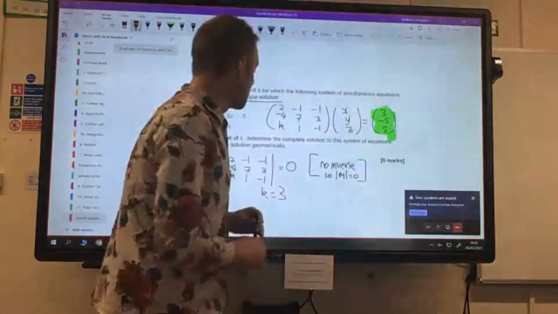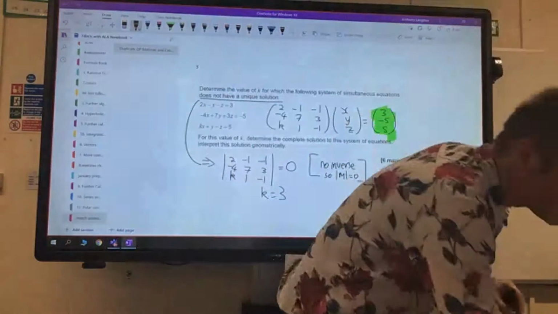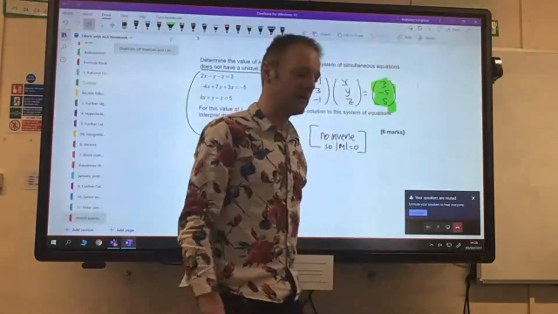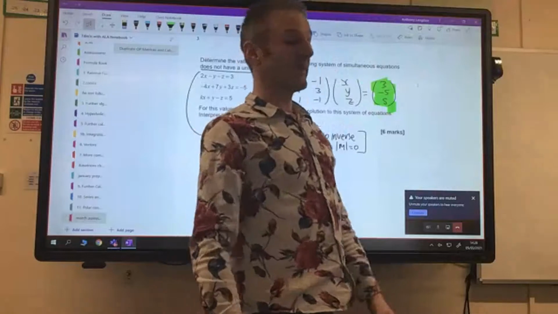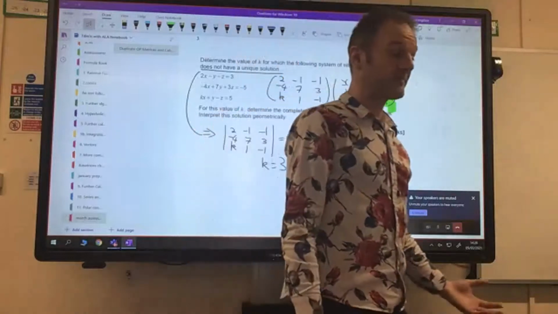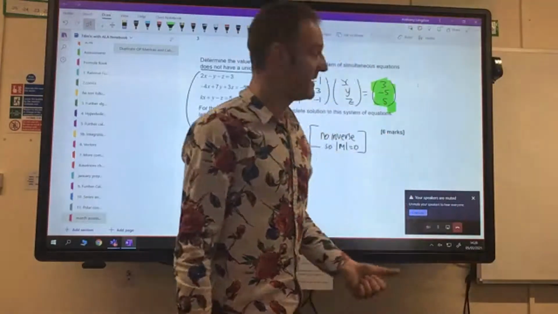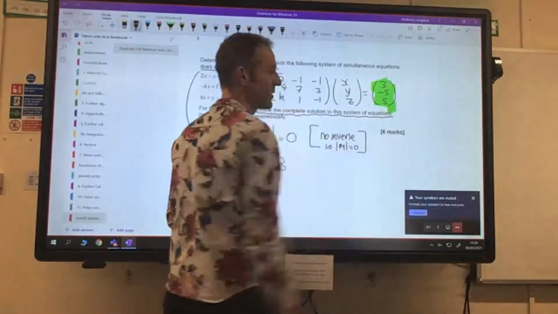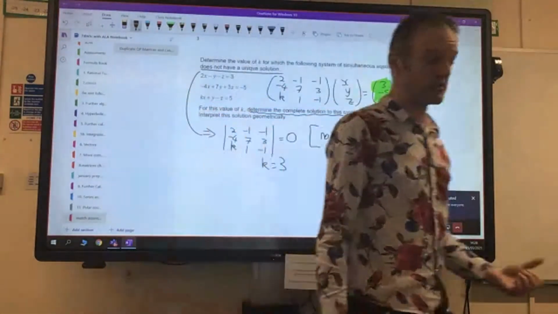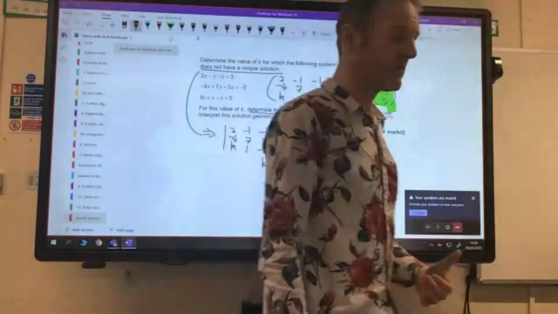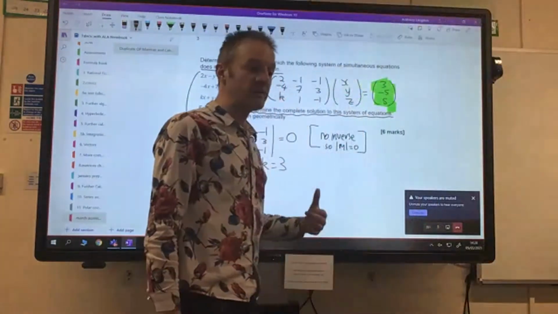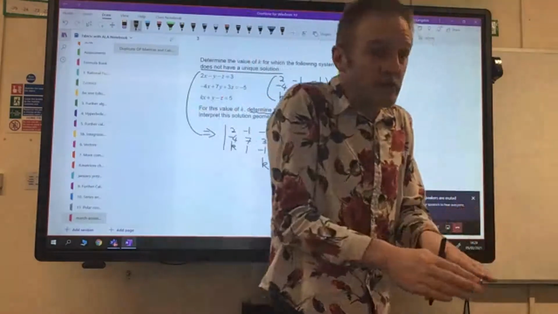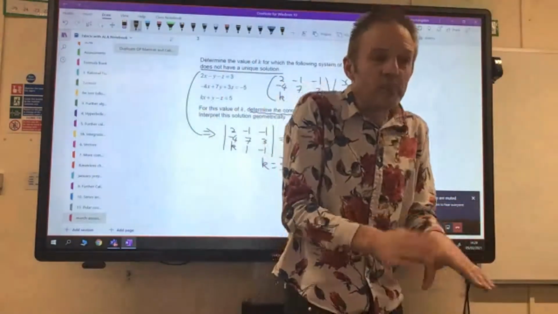So, okay. We know that k is 3. Now, some of you then did the following. Unfortunately, it does say determine the complete solution to this system of equations. It does help to think geometrically here. It's not required to do the first part. Determine the complete solution. If you have realised that there's no unique solution, there are 2 possibilities.